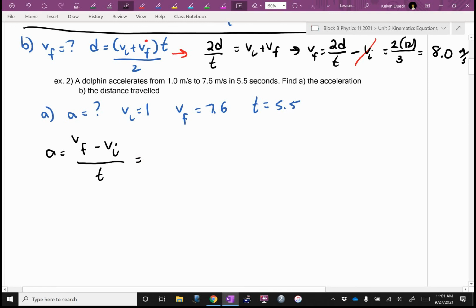What was VF as a number? Minus, all over. Is this a fraction? Is there more than one thing on the top? Brackets around the top or your fancy schmancy fraction button? I don't think you need brackets around the bottom. I can do this in my head. It's going to be 6.6 divided by 5.5.